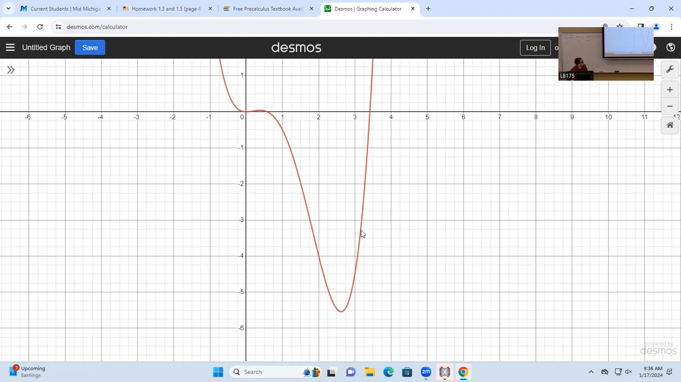If I said from x value of 3 to x value of 4, what's this function doing? You'd say, well, in that section, it looks like it's increasing from 3 to 4. If I said from 1 to 2, you'd say it's decreasing. If I said from 2 to 3, it's not strictly increasing or decreasing. It decreases for some and increases for others.